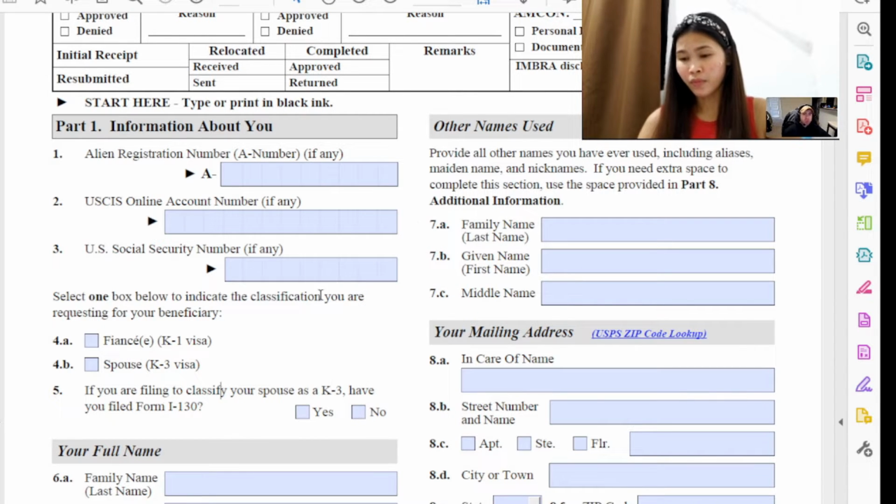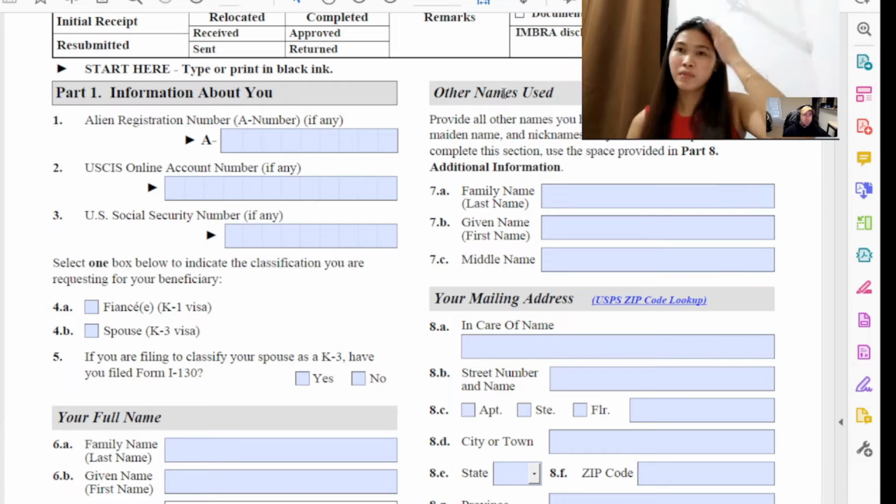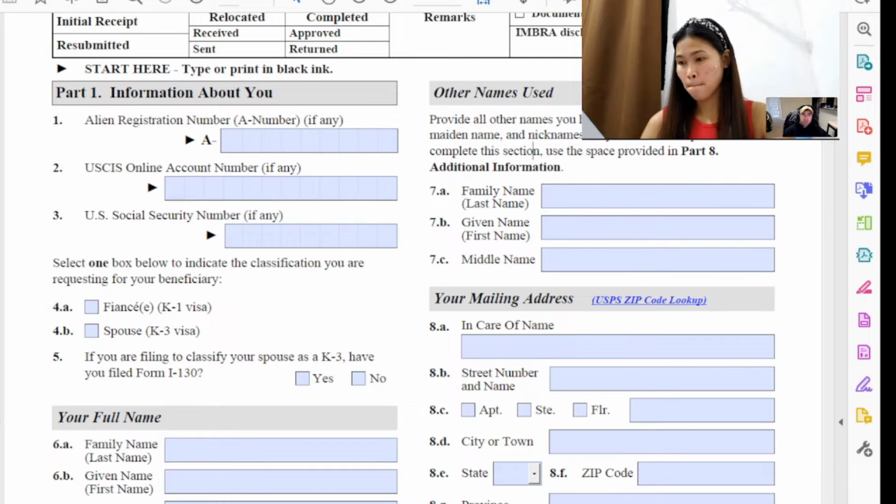Okay, so it's going to say your full name, and again, it's going to be me. So it'd be my family name, which for me wouldn't have changed. My family name would remain. But in any case, it'd be your family name, your given first name, and your full middle name. Up here where it says other names used, this is going to provide all names that you have used, including aliases, maiden names, and nicknames.